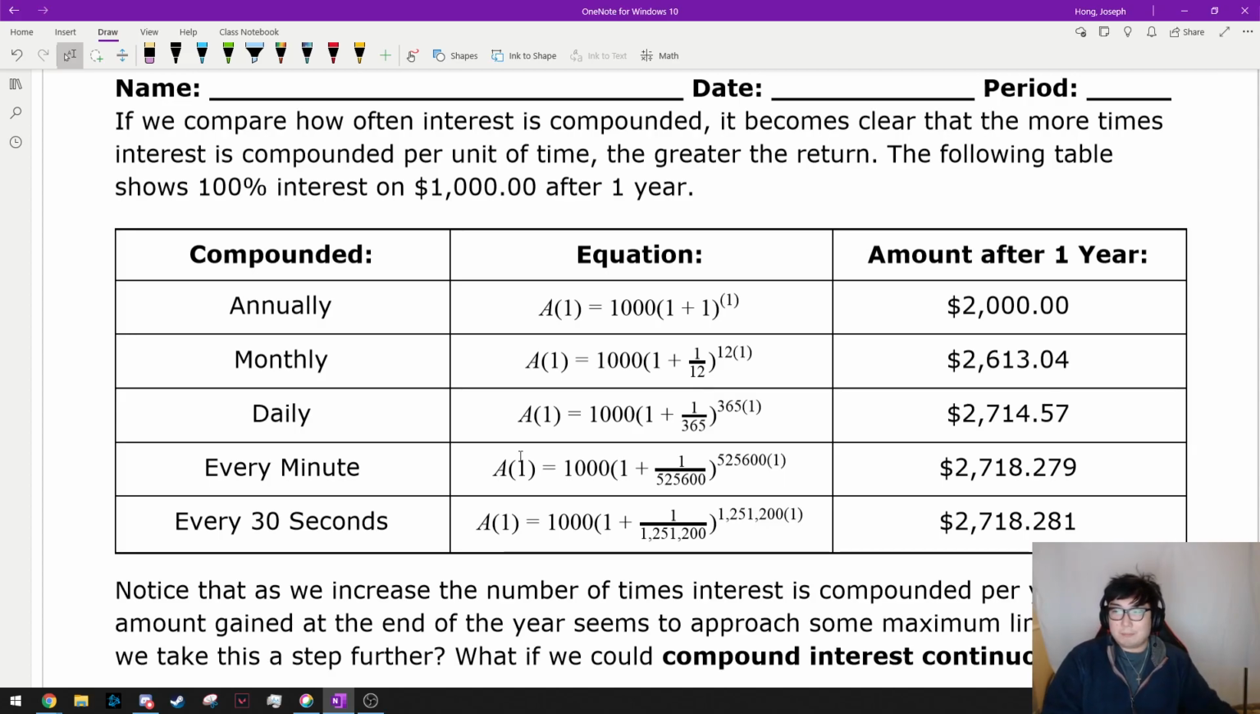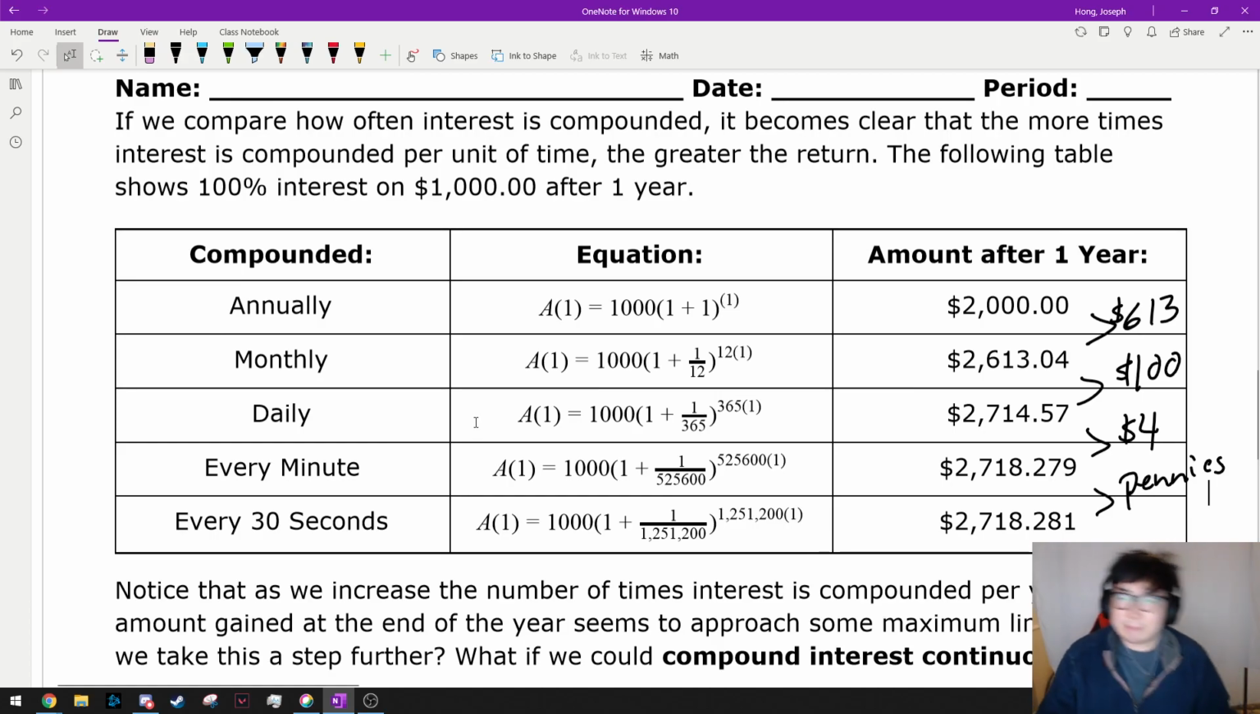So notice how the number of times interest is compounded per year, you're gaining more and more. So this is 2,000. This is 26,000. This is 27,000, or yeah, 2,700. Sorry, and it starts getting less and less significant, because this is like $613 more. This is like $100 more. This became $4 more, and this is really like pennies.